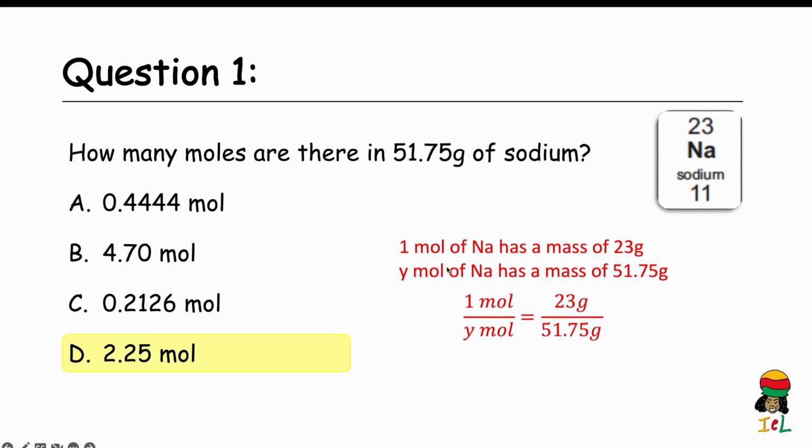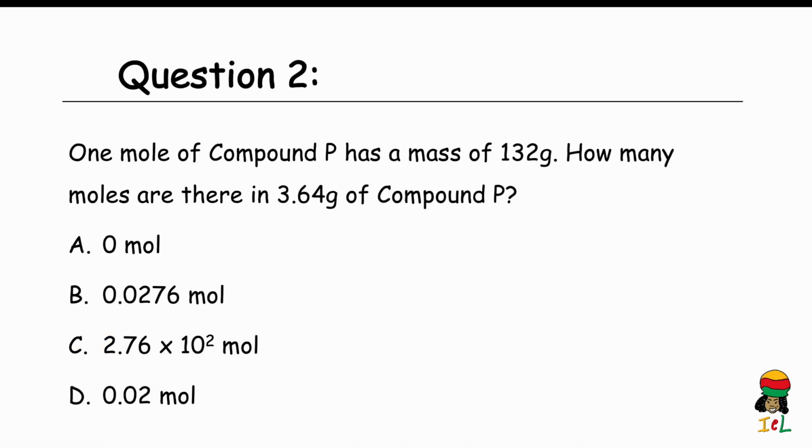We create our ratios, moles over moles and grams over grams. Then we cross multiply starting with the unknown. So Y times 23 is equal to 1 times 51.75 grams. We rearrange to find Y as the subject of the formula. So we divide both sides by 23. 23 cancels on the left, and so we are left with Y is equal to 51.75 divided by 23, which works out to be 2.25 moles.